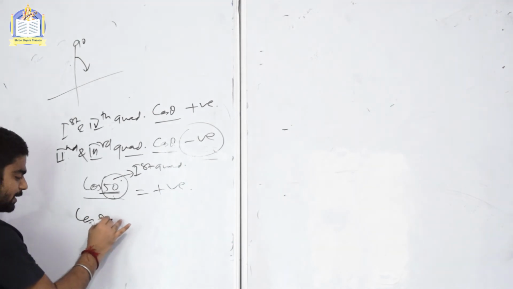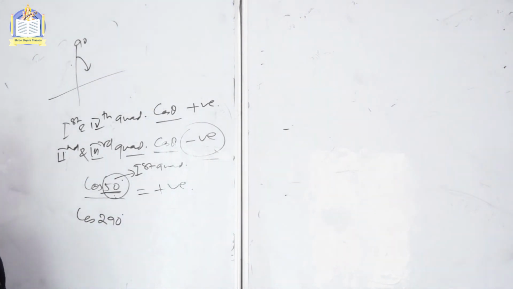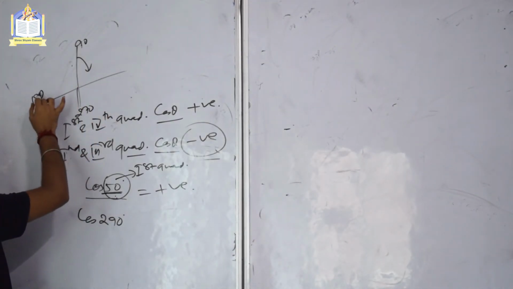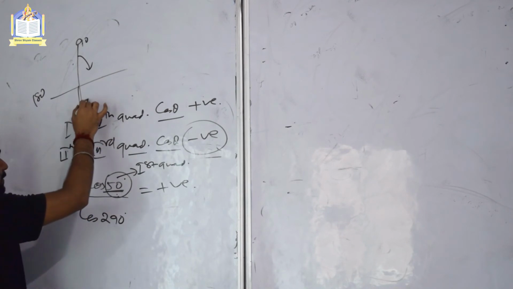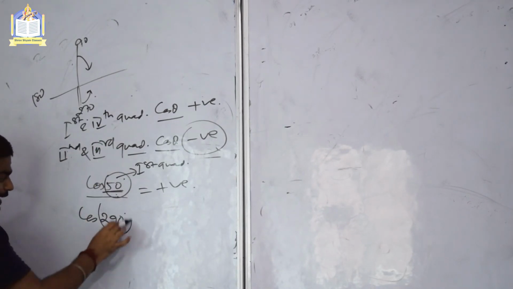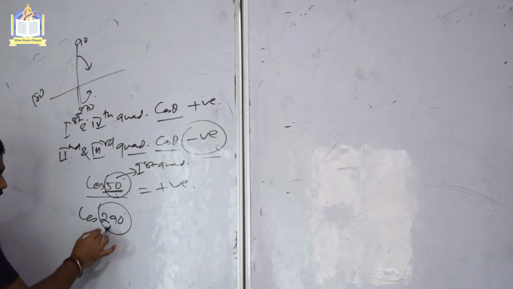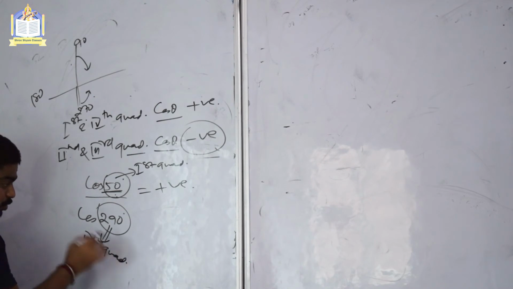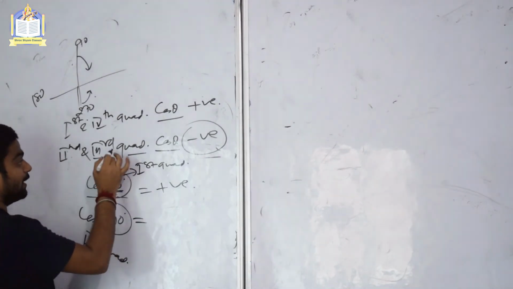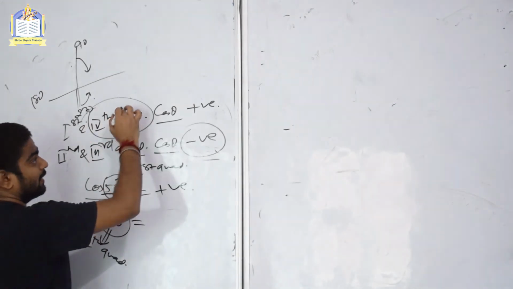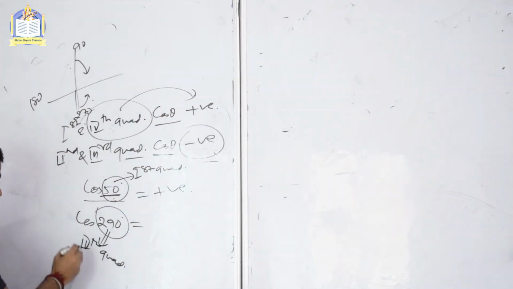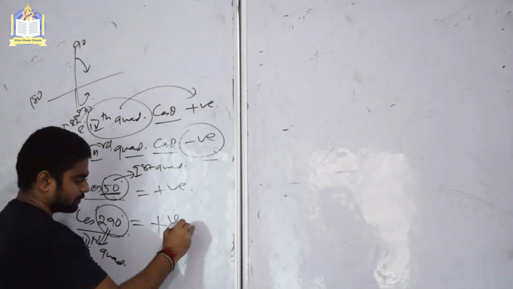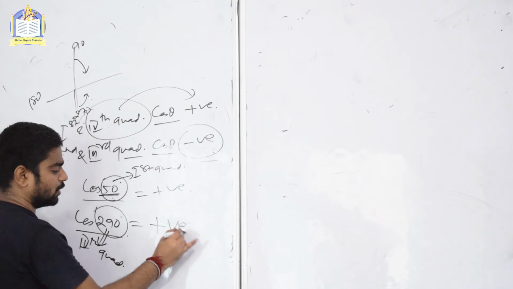Now cos 290 degree. This is 90, this is 180, this is 270 degree, so 290 will be definitely here. This 290 degree will lie in the fourth quadrant, and we know that in the fourth quadrant the value of cos theta is positive. So the value of cos 290 will be positive.